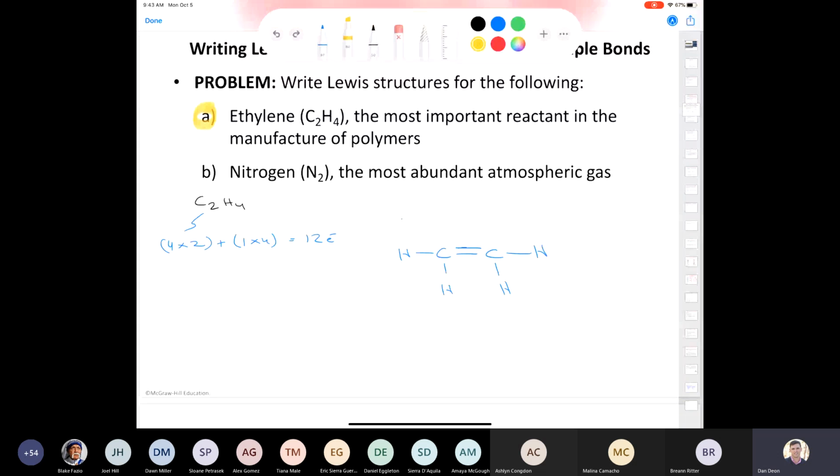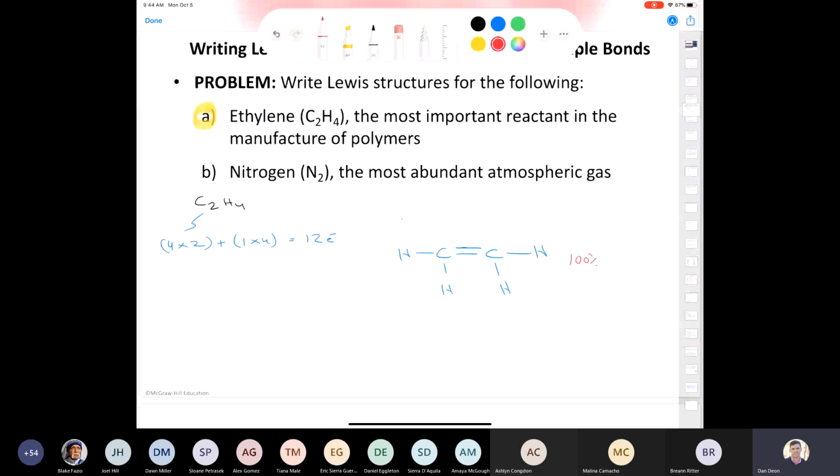Repel. Absolutely. Couldn't agree more. And so what bonds want to do, and we're going to see this even more, especially in section 10.2, is that there's nothing wrong with this Lewis structure. I'll give that 100%.